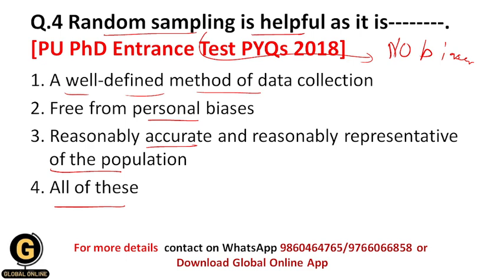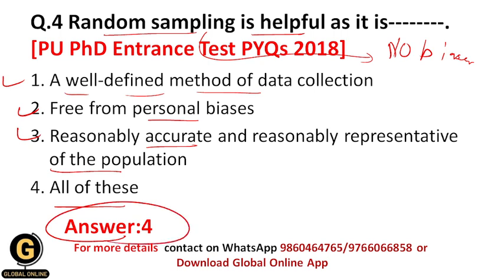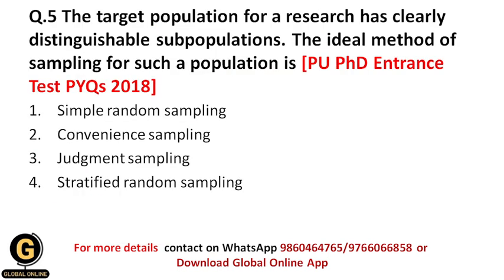So random sampling is very helpful because it is a well-defined method of data collection. As well, it is free from personal biases. As well, it is reasonably accurate and reasonably representative of the population. So your correct answer over here should be: all of these.